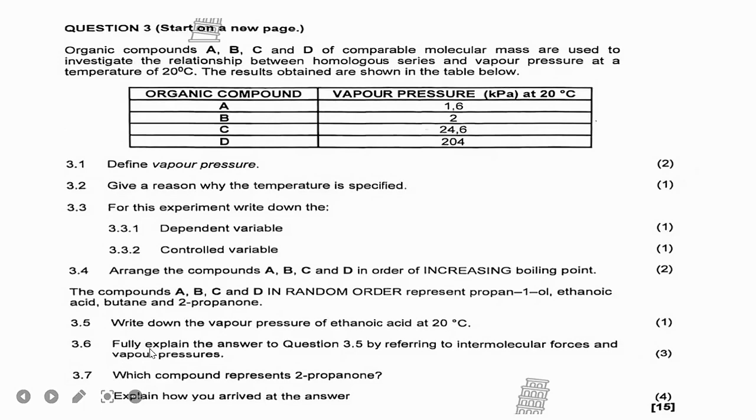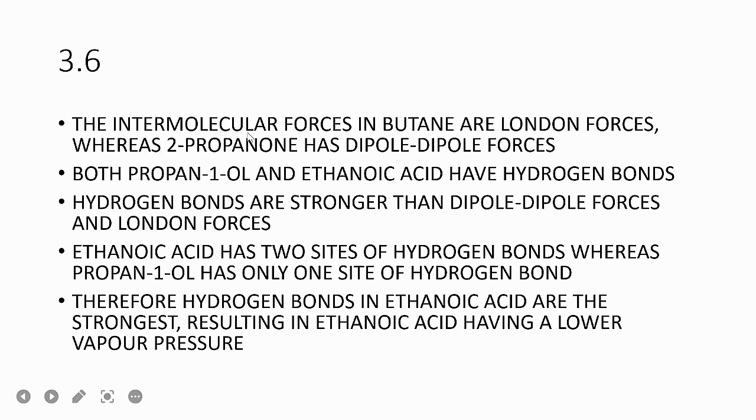Now 3.6. They're saying fully explain the answer to question 3.5 by referring to intermolecular forces and vapor pressures. So now we want to explain why we say ethanoic acid is the one with the vapor pressure of 1.6 kilopascals. So how do we go about that one? We say the intermolecular forces in butane are London forces, whereas 2-propanone has dipole-dipole forces, right?